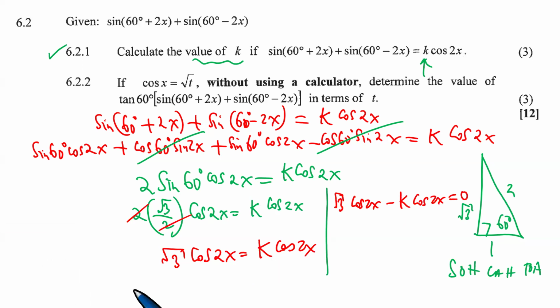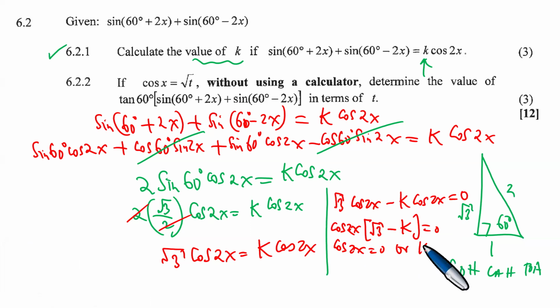So here I would have cosine 2x, which you take out, times the square root of 3 minus k equals 0. Which means we have cosine 2x equals 0, or k equals the square root of 3. This would be a very normal way to solve this, but we don't want this. So k equals the square root of 3, like so.